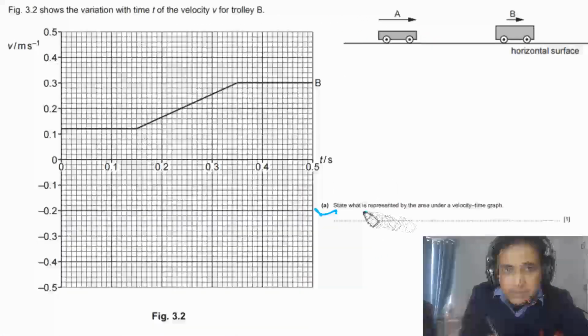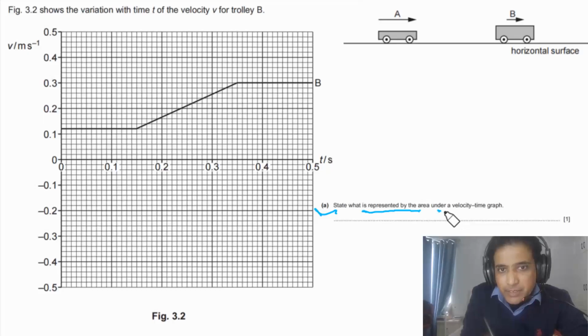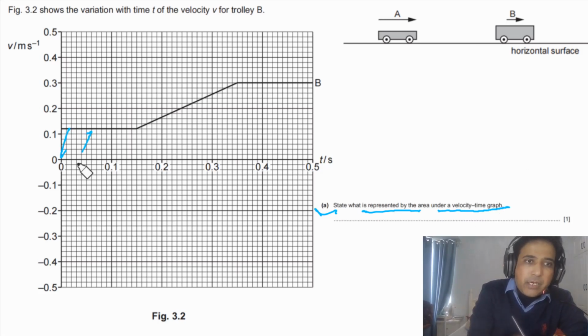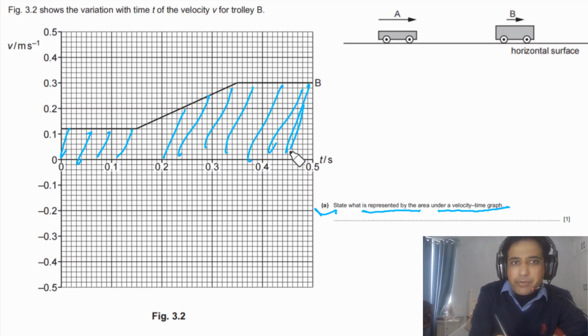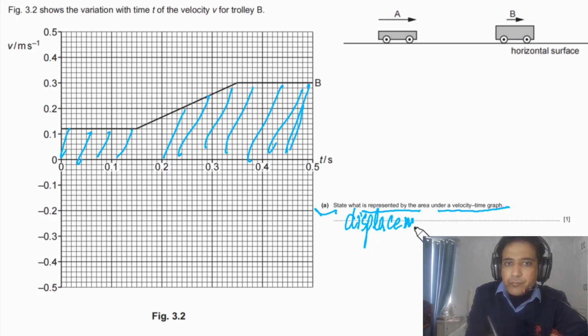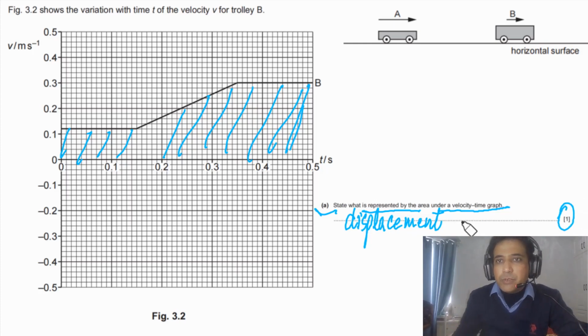Part A says, state what is represented by the area under a velocity-time graph. What is this area representing? Area under the v-t graph, this area. This area is simply representing displacement. So it is a very basic point, you need to be very clear. What is the area under a velocity-time graph? That area is displacement. And this question has only 1 mark. If you have written displacement, you will get 1 mark.